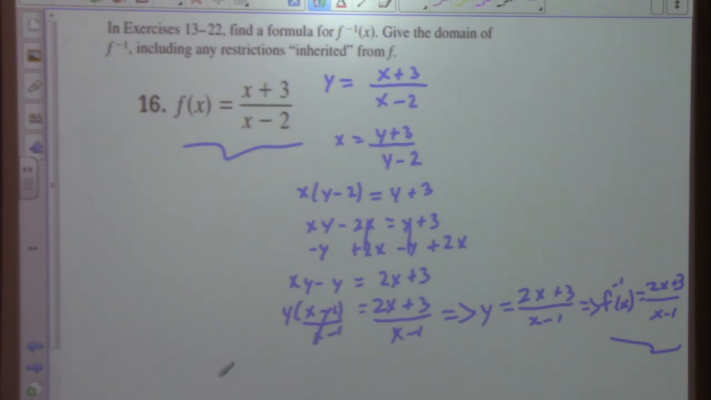And again, our domain, what's our restriction here? 2, right? And we know that when we do this, y cannot equal 2 either. So there we have it.